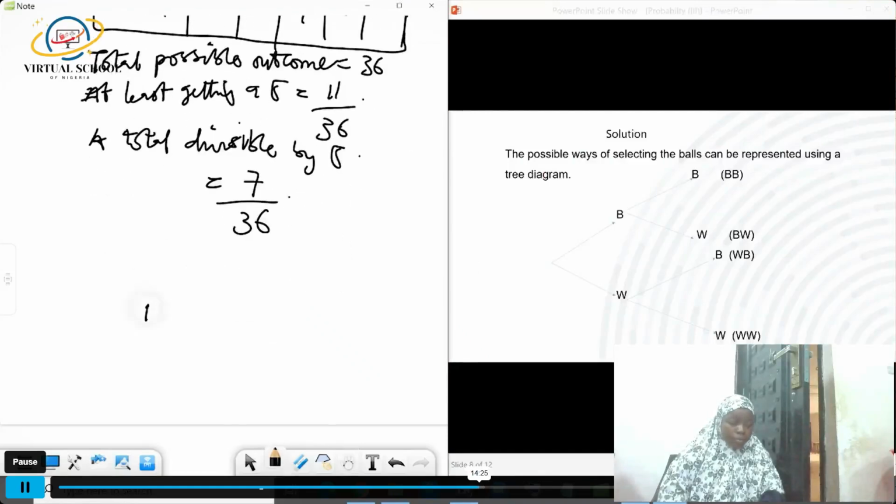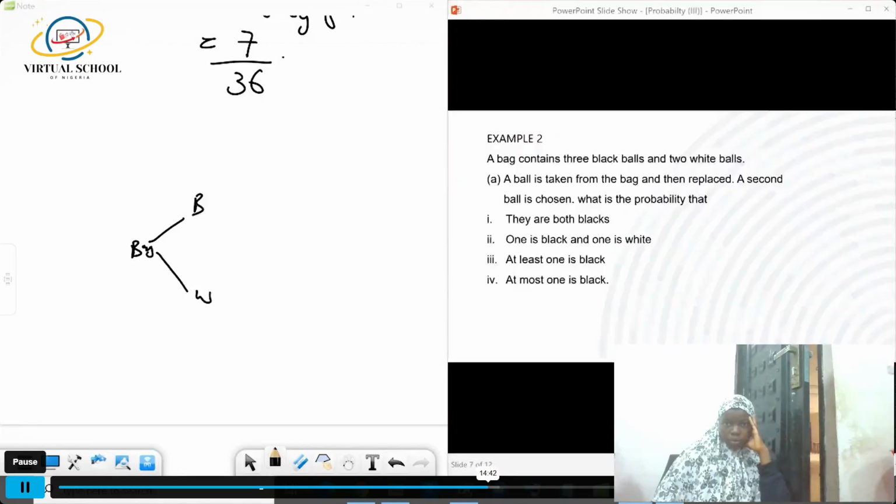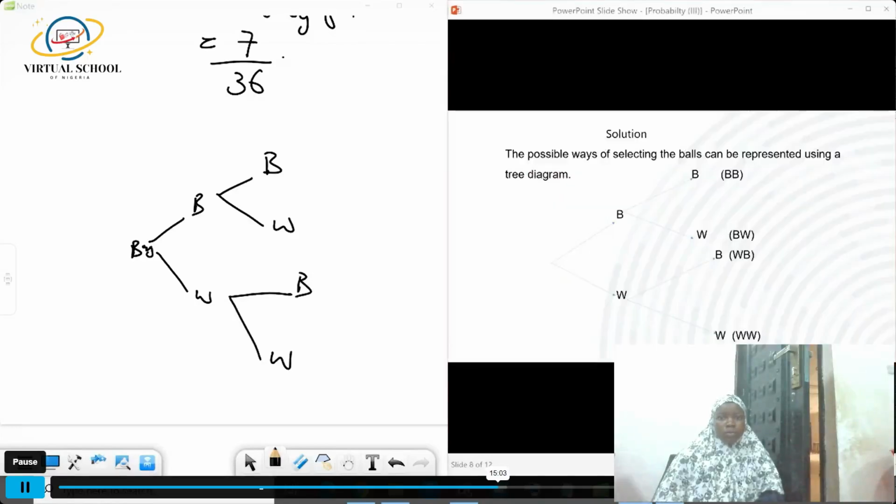Now, how do we use our tree diagram to represent this? Let's assume this is the bag. This is the bag. And the bag contains black and white. Now, how many times did we pick the ball? They say that they contain 3 black balls and 2 white balls. Then a ball is taken from the bag and then replaced. Then a second ball. So 2 times. For the second event, we are having black and white. Now, this is the first event. This is the second.